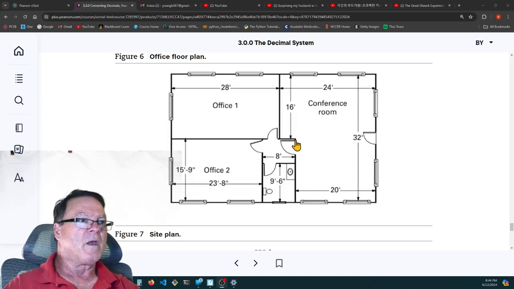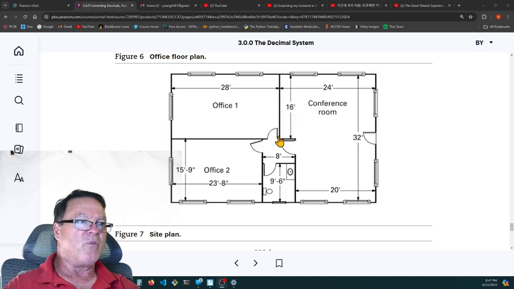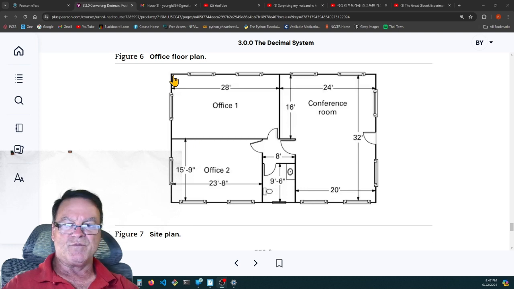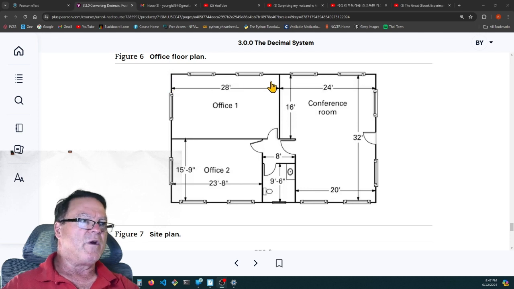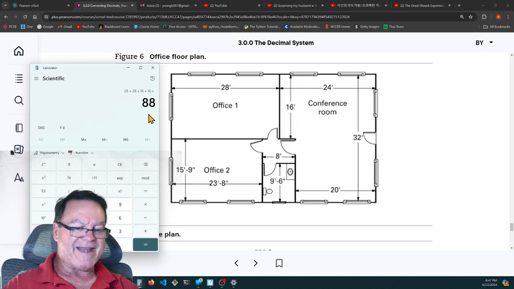So the first room here is 16 plus 16, because we're only talking about the baseboard. We're talking about the board that goes around the wall, the border of the rooms to finish off the wall. So 28 feet, 16 feet, 28 feet, 16 feet. Let's get on our calculator. So we've got 28 plus 28 plus 16 plus 16. So the first office has 88 feet of baseboard.